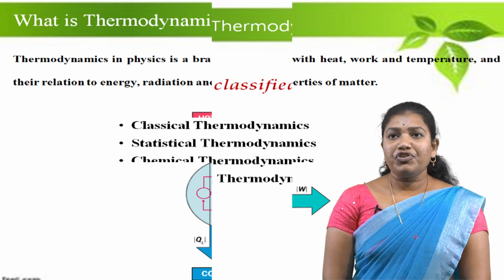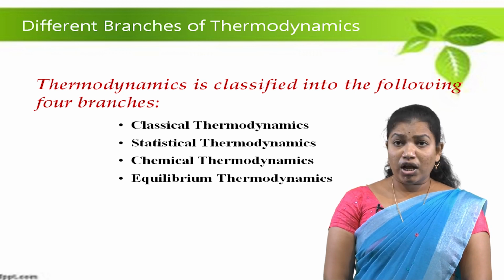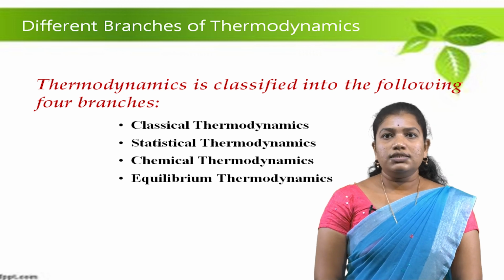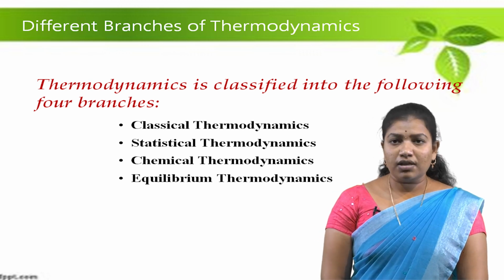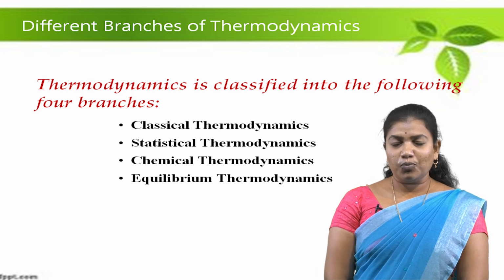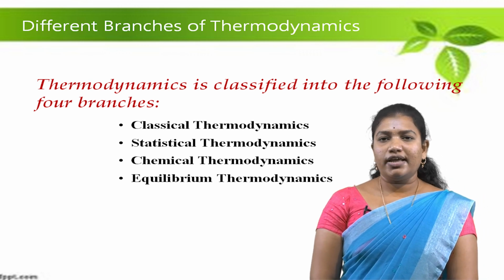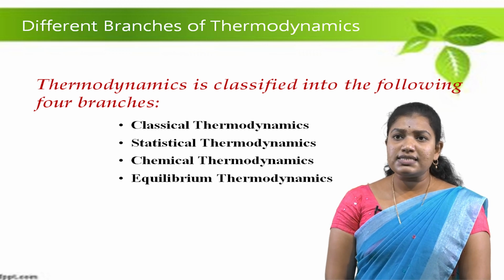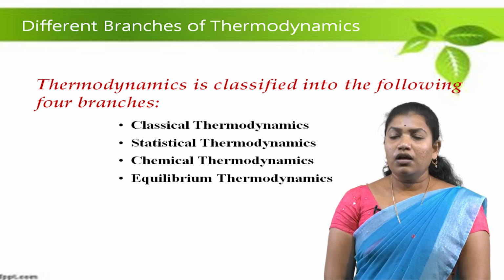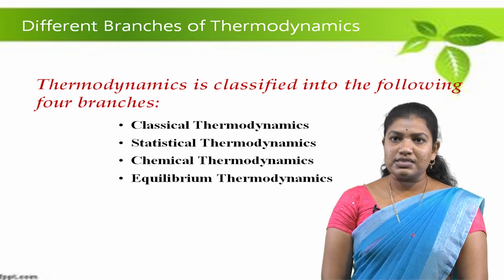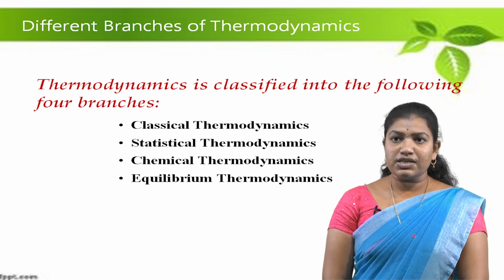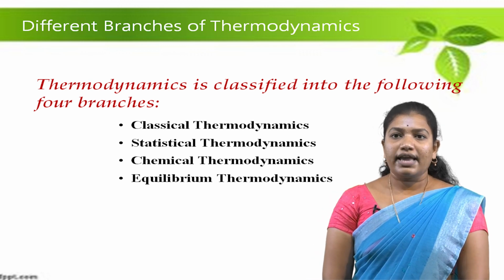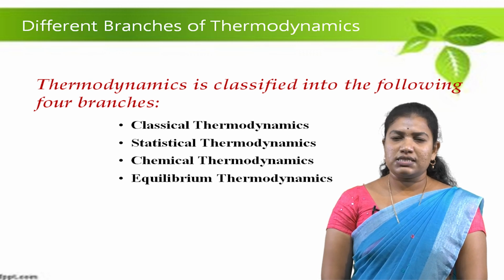And next, different branches of thermodynamics. Thermodynamics is classified into the following 4 branches: classical thermodynamics, statistical thermodynamics, chemical thermodynamics and equilibrium thermodynamics. Classical thermodynamics: the behavior of matter is analyzed with macroscopic approaches. Units such as temperature and pressure are taken into consideration, which helps individuals calculate other properties and predict the characteristics of matter undergoing the process.